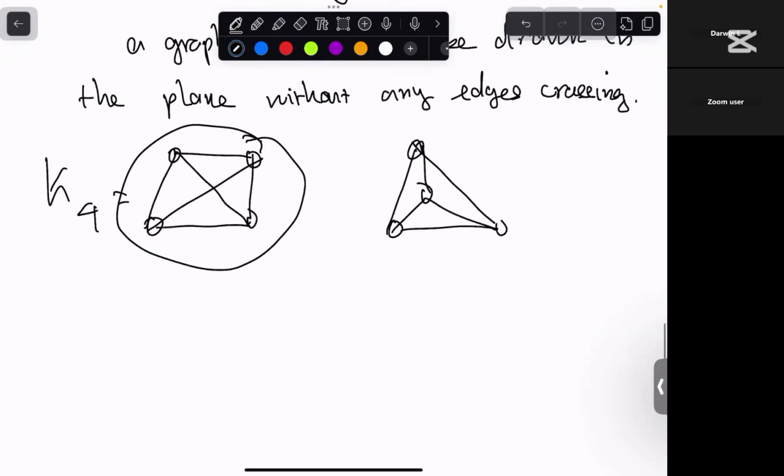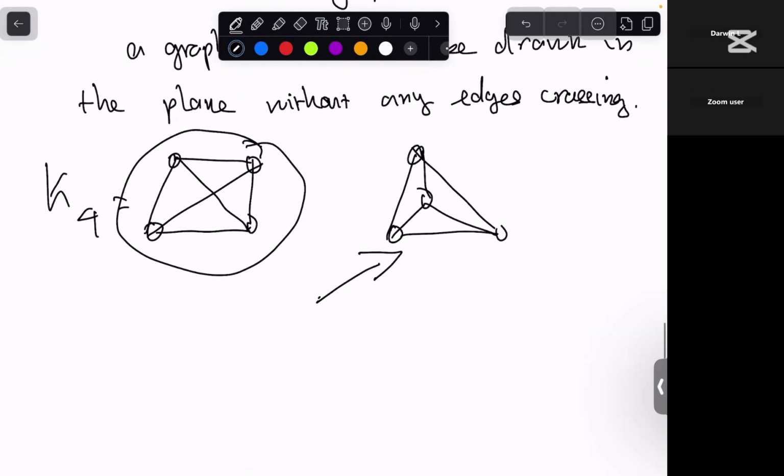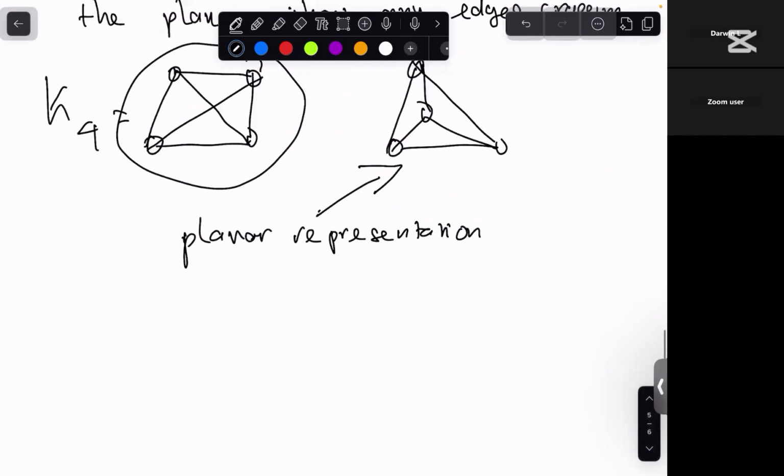And for every planar graph, the way we draw it that fulfills the requirement of no edge crossing is called a planar representation. One last thing we need to know about planar graph is region.